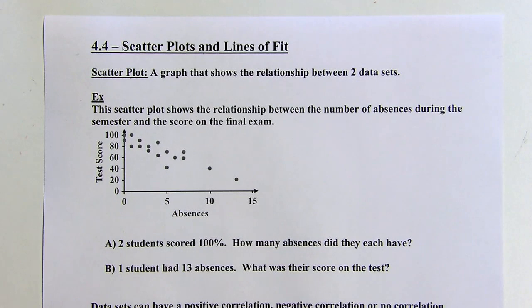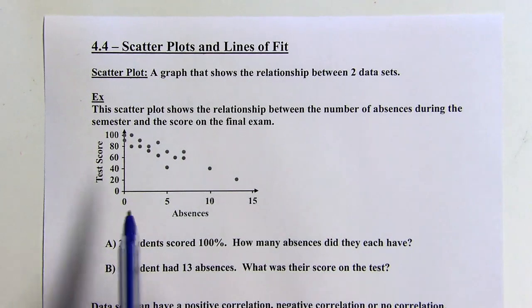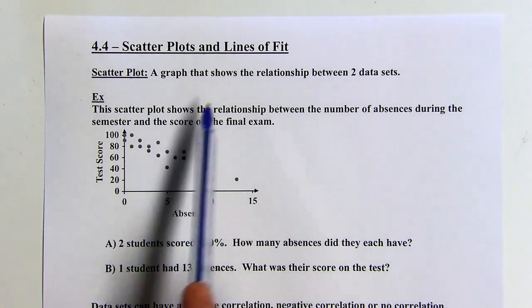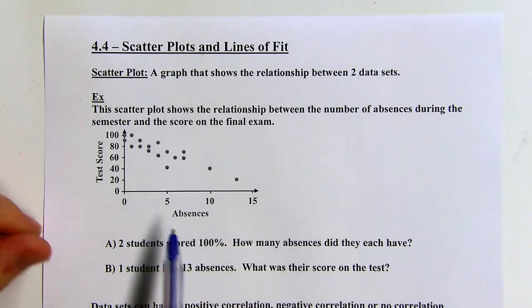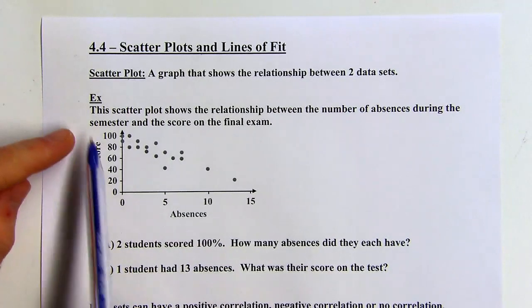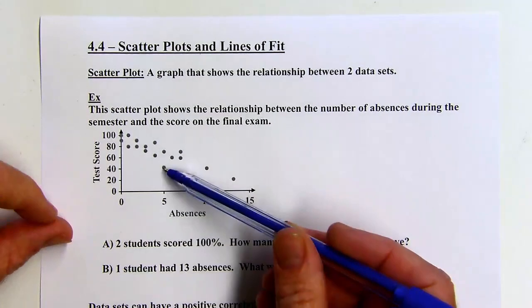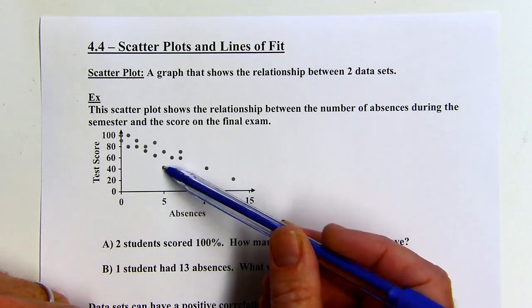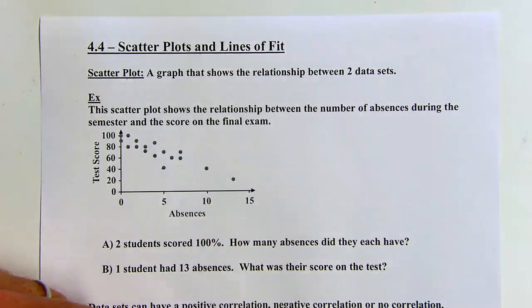Okay, here's 4.4. It's called scatter plots and lines of fit. So first off, a scatter plot is a graph that shows the relationship between two data sets. Here's an example where we have the number of absences of different students and also their test scores. This particular student looks like they have 5 absences and scored 40 on the test, for example.